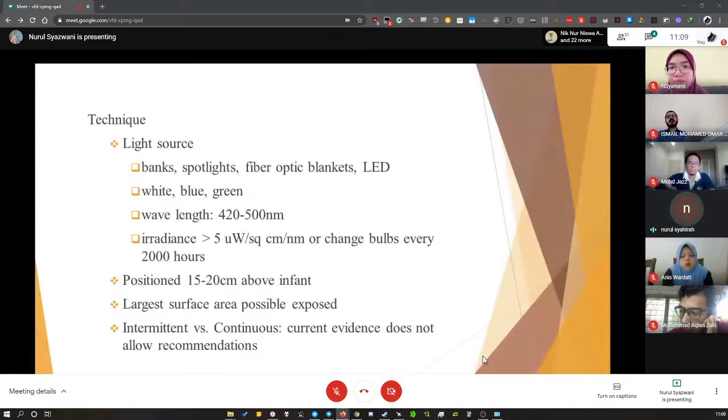Okay, the technique done in phototherapy. For the light source, usually we use a light band, spotlight, fiber optic blanket, and LED. The color of the light is usually white, blue, or green. The wavelength must be 420 to 500 nanometer irradiance. The position must be 15 to 20 centimeters above the infant. Must expose the largest surface area.